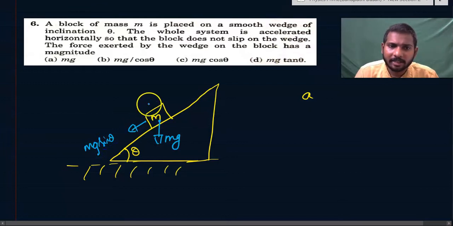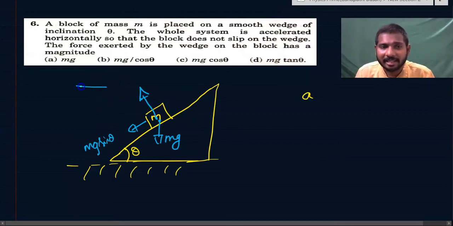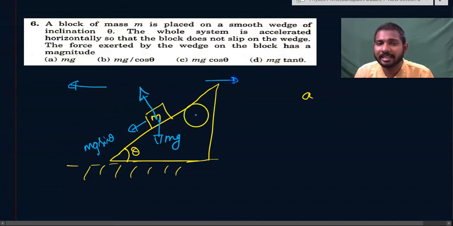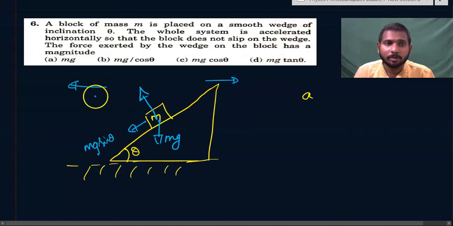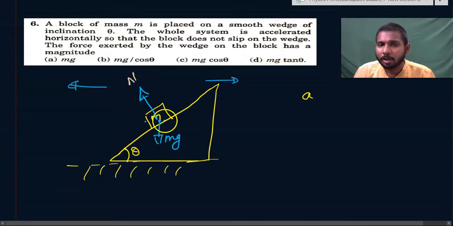You see there will be a normal force in this direction. In which direction should the block be accelerated? Actually the wedge should be accelerated in this direction so that there will be a pseudo force acting on this block in the right direction. So there's a chance of the block not slipping. I'll try to make it simple in this diagram, just to solve the problem. This is the normal reaction. If the wedge is accelerated with an acceleration in the left direction, there will be a pseudo force ma acting on this block in the right direction.